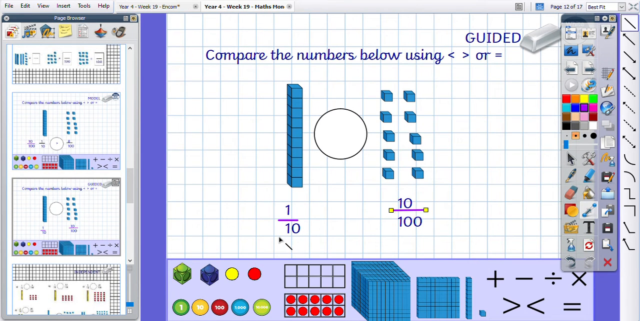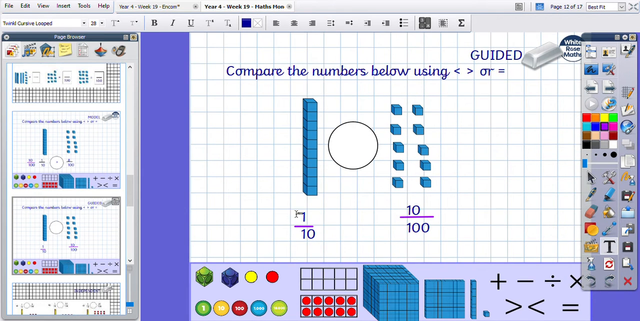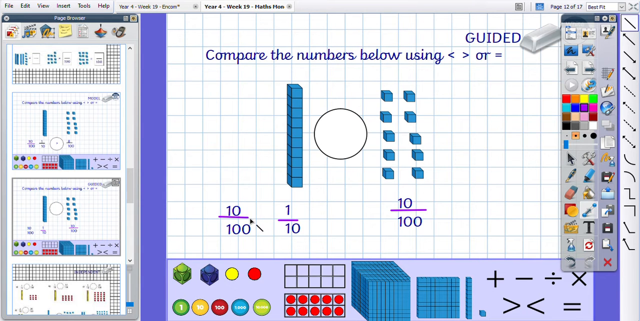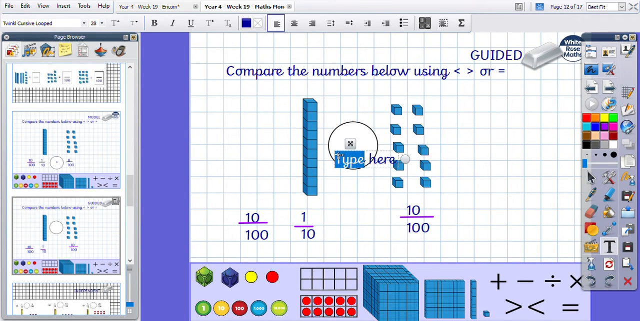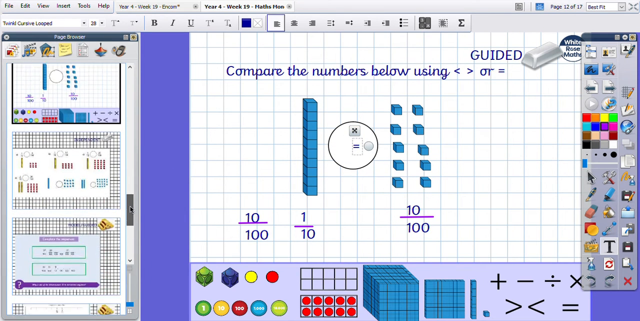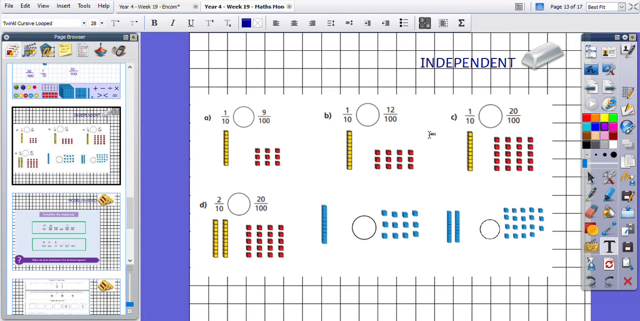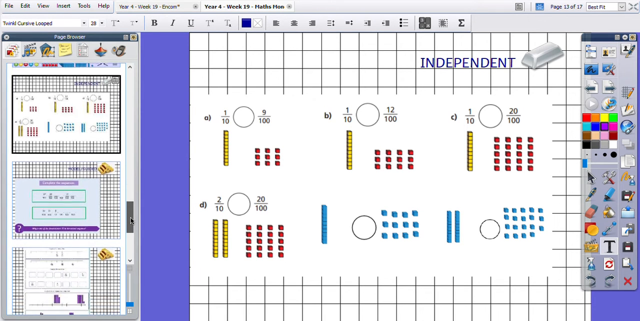Okay. Again, I can't compare them because the denominators are different, so I need to convert this to hundredths and show the equivalent fraction. Okay, so I know that 1/10 is equal to 10/100ths, and now I can compare them. I can clearly see that they are equivalent, so I need to use my equal sign. So for silver then, you are comparing the fractions that are shown with the Deans.